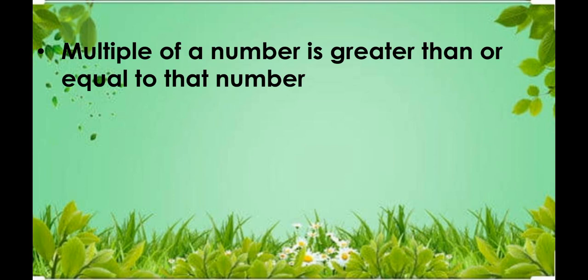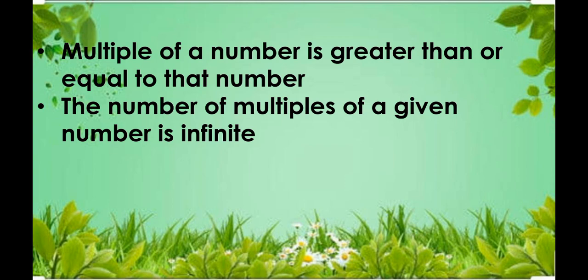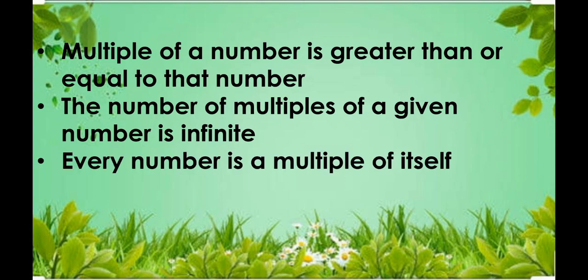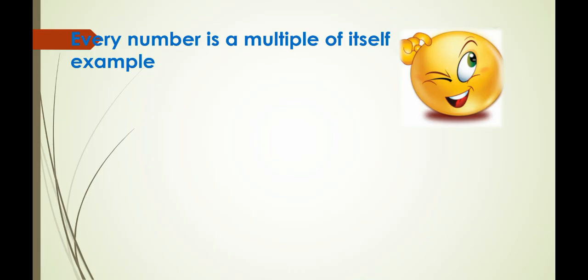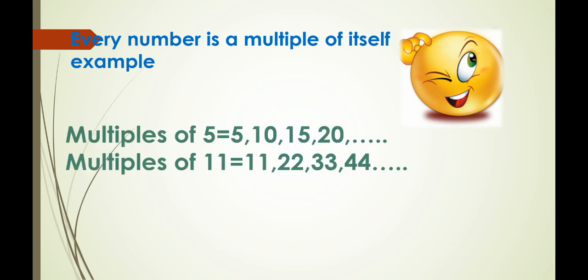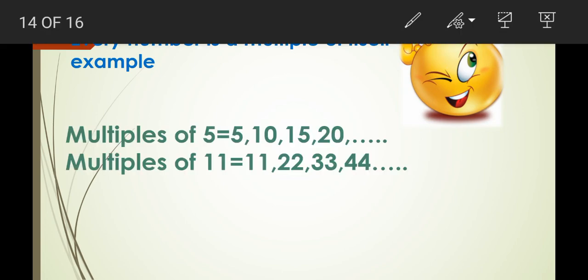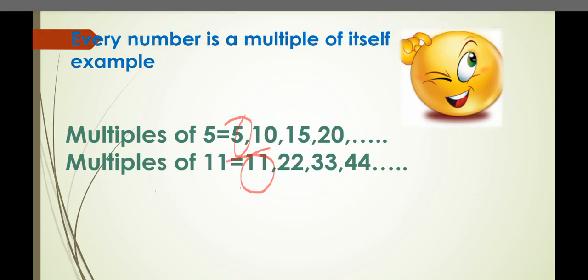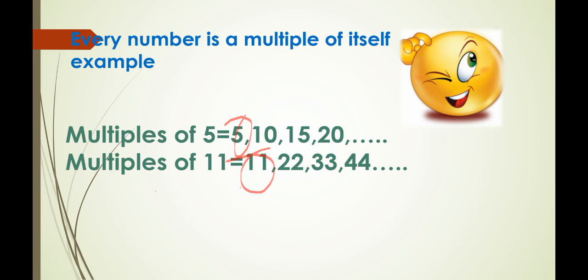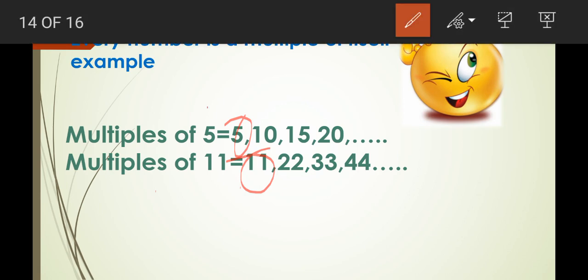So, you will see some properties. Multiple of a number is greater than or equal to that number. The number of multiples of a given number is infinite. That means it won't stop. It will go on like that. Every number is a multiple of itself. See, multiples of 5. From where will you start? First one, 1 5 is 5. So 5. See, multiples of 11. They are also. So every number is a multiple of itself. 5 is a multiple of 5 only. 11 is a multiple of 11.